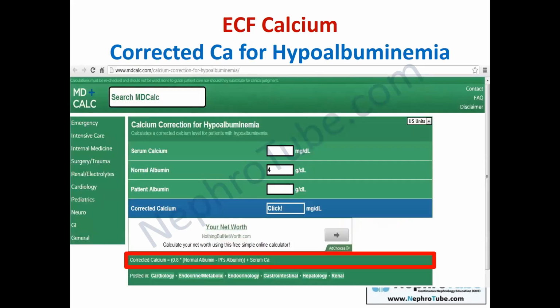As calcium is related to the serum albumin level, it is important to correct the serum calcium if the patient has hypoalbuminemia. If the patient has hypoalbuminemia, you have to subtract the patient's serum albumin from the normal serum albumin, which is about 4. Then multiply this by 0.8, then add this to the measured serum calcium of the lab. This will give you the corrected total serum calcium for the patient.